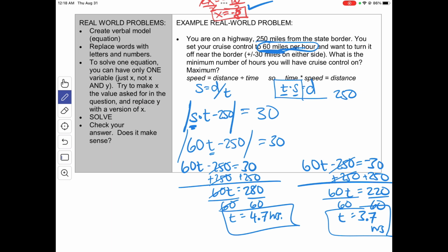So whether I drive for 3.7 or 4.7 hours, 3.7 hours if I stop this side of the state border, and 4.7 hours if I stop the other side of the state border. That's how long I will have cruise control on according to this problem.